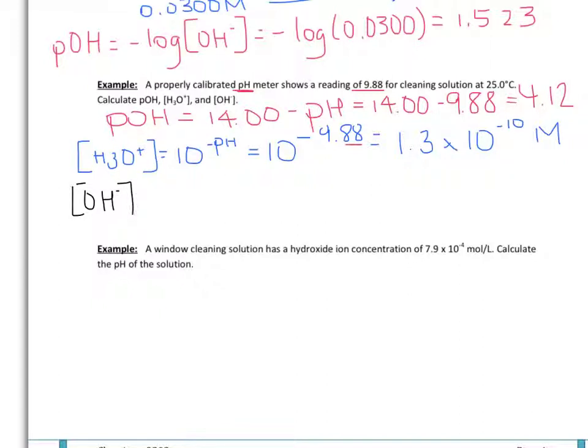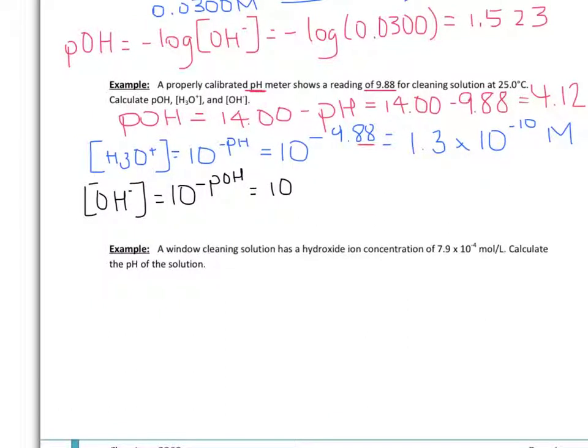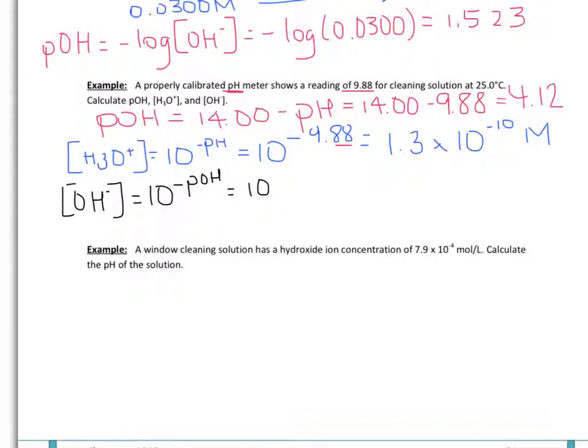OH minus concentration is 10 to the negative pOH. You could also use the KW expression from the last lesson. Either would be perfectly acceptable. And this is equal to 10 to the negative 4.12. Notice that this pOH also has 2 decimal places. So we should have 2 significant figures, and that would be 7.6 times 10 to the negative 5 molar.